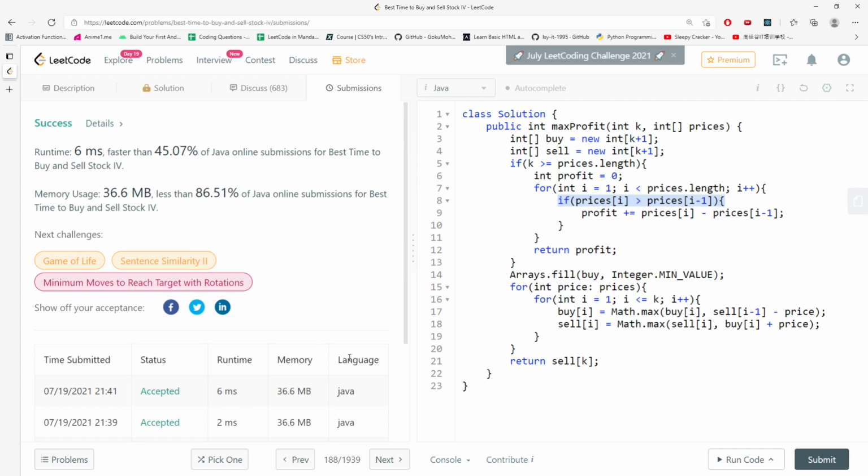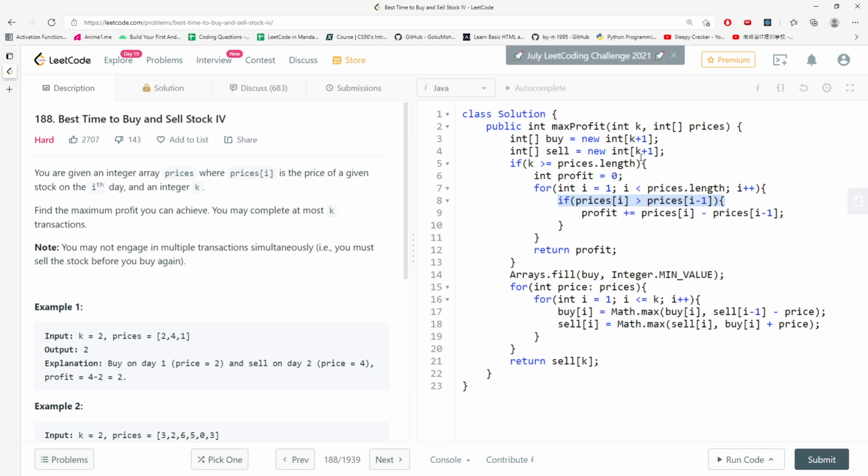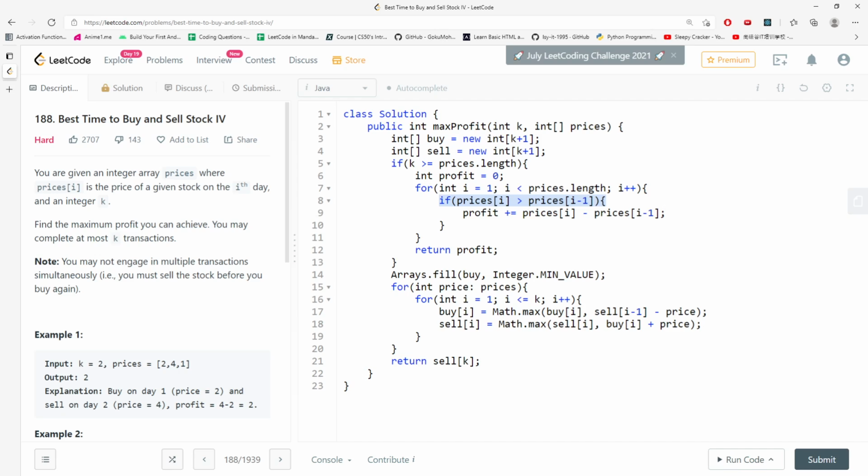Okay, it should improve. Maybe the LeetCode server has a problem, but it should improve, because if k is greater than or equal to prices.length, I already cut off a lot of inefficiency. For the time and space complexity, the first for loop is O(n), and the second for loop is O(k). That would be O(n times k) for time, and space will be O(k), and that will be the solution. Just to repeat again, O(k) for the space, O(n times k) for the time.